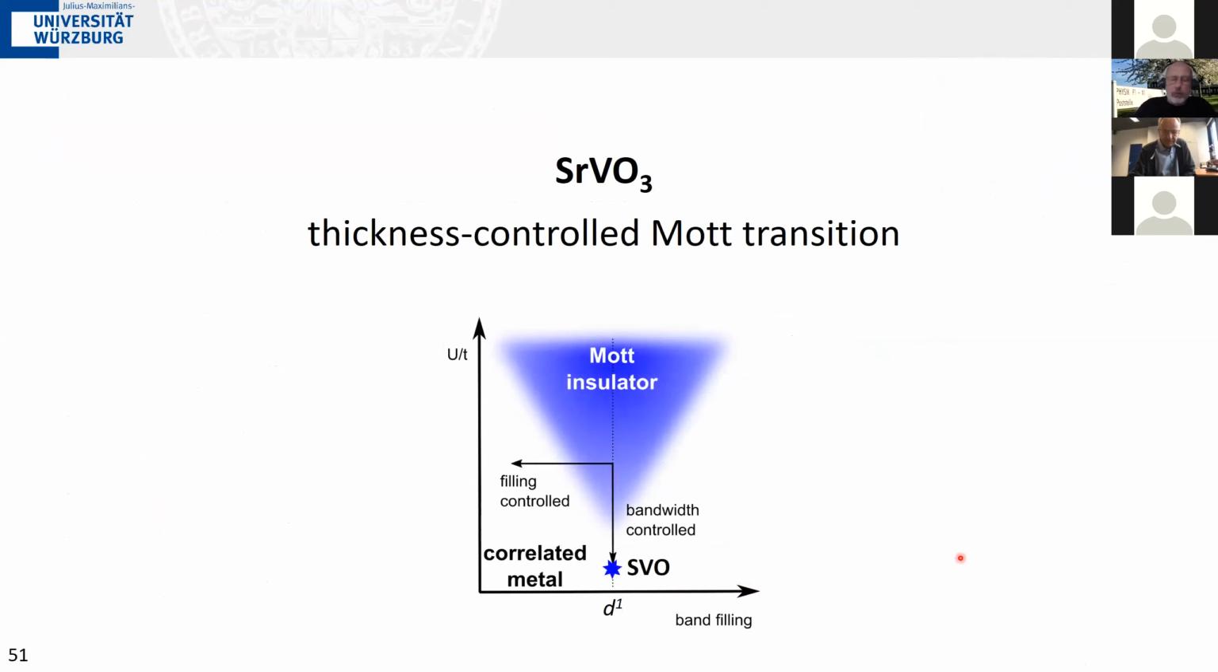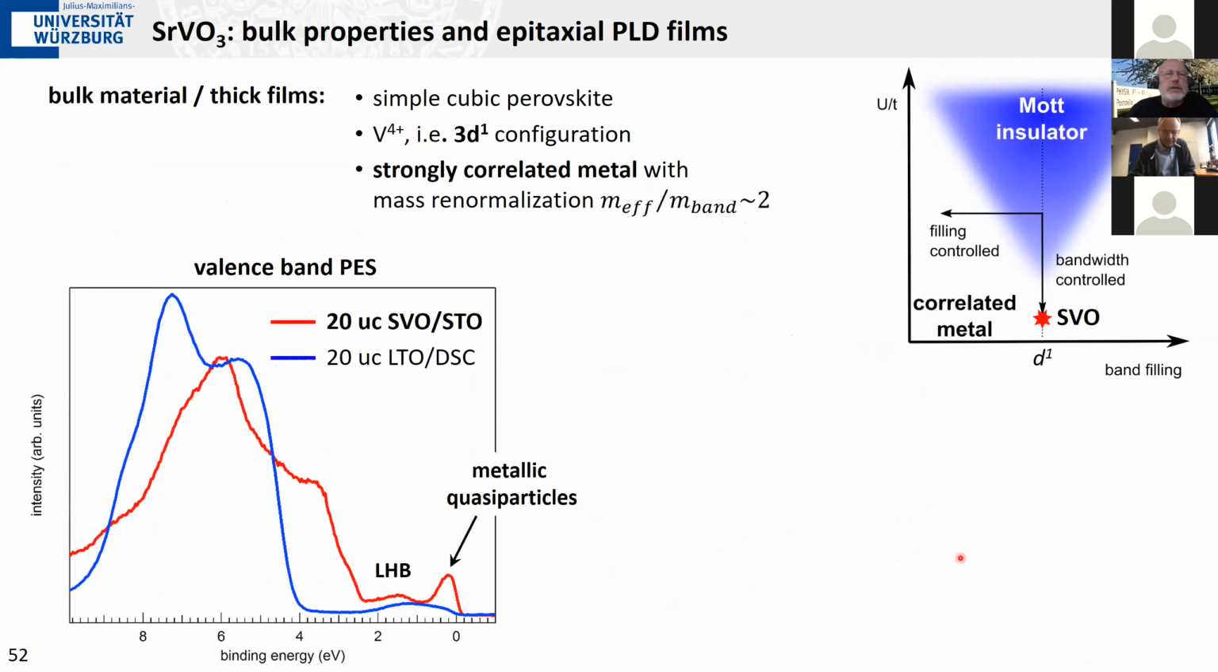But let me go to another example here, strontium vanadate. And here we do a similar thing, except that now the Mott transition will be controlled by the thickness of the film. Strontium vanadate is a material that is in the bulk not a Mott insulator, because the U is not big enough for that. The correlation is there, but it's not strong enough to render the system Mott insulating. And so we are in the phase diagram at this position here. But it's a 3D1 configuration. It's vanadium 4+, as we have it, 3D1 as in LTO, but it's a metal, and strong correlations are reflected in the fact that this is a strongly correlated metal.